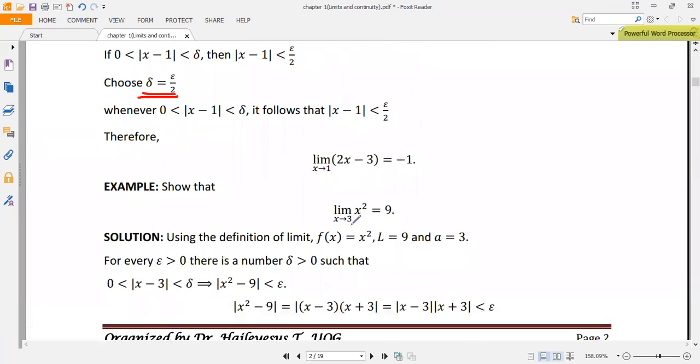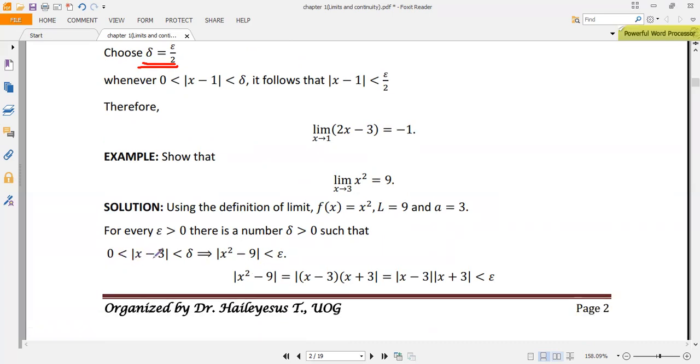The next example is the limit as x approaches 3 of x squared is equal to 9. Using the epsilon-delta definition, we can show that the limit of this function is 9. So f of x is x squared, L is 9, and A is 3. For every epsilon greater than 0, there exists a number delta greater than 0 such that 0 less than the absolute value of x minus 3 less than delta implies the absolute value of x squared minus 9 is less than epsilon. Now we should work on this part to make it similar to the absolute value of x minus 3, then we can find the relation between delta and epsilon.